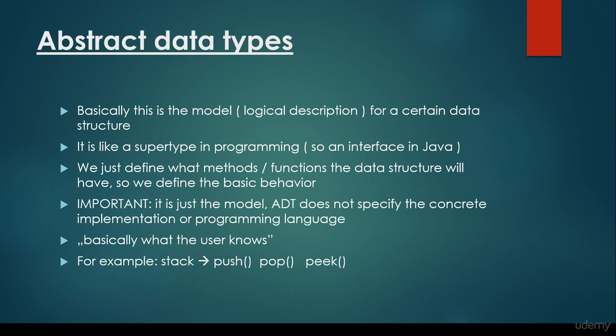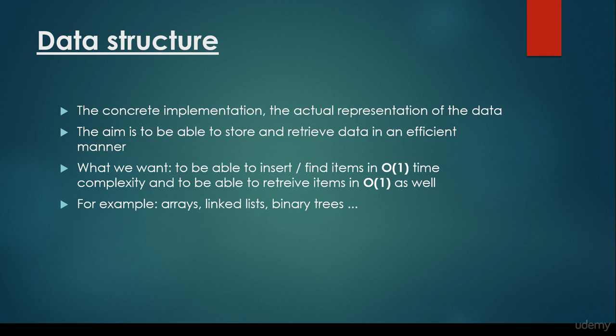But we know nothing about the concrete implementation, how we are going to store the items in the data structure, how we are going to implement the push method. We just know that push, pop and peek methods are needed, and basically this is why the abstract data types came to be, because it's going to define these behaviors.